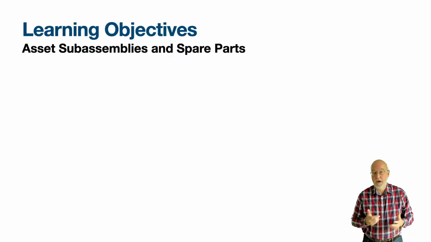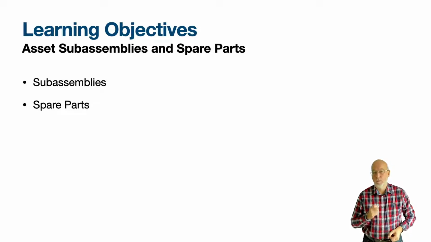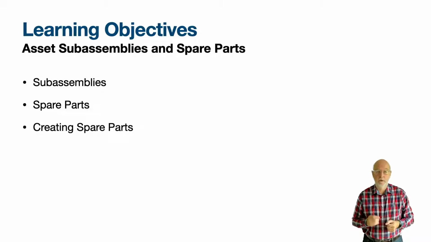The Assets application has a Spare Parts tab with two table windows, Subassemblies and Spare Parts. We'll look at each of these in turn. Then we'll review how spare parts can be created apart from the obvious method of using the new row button. So let's get started.